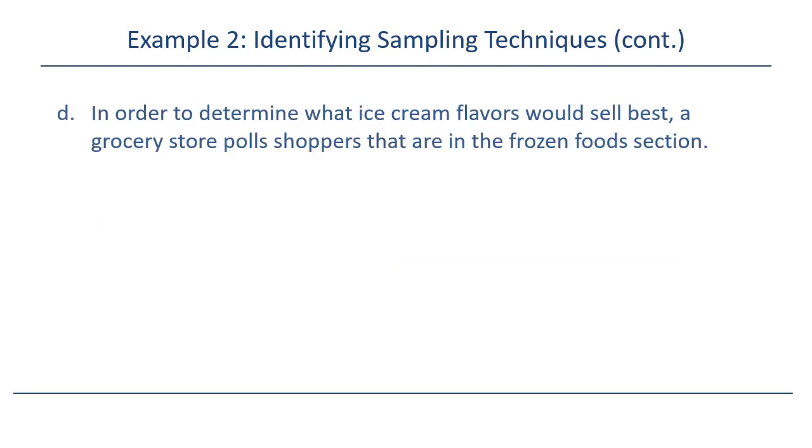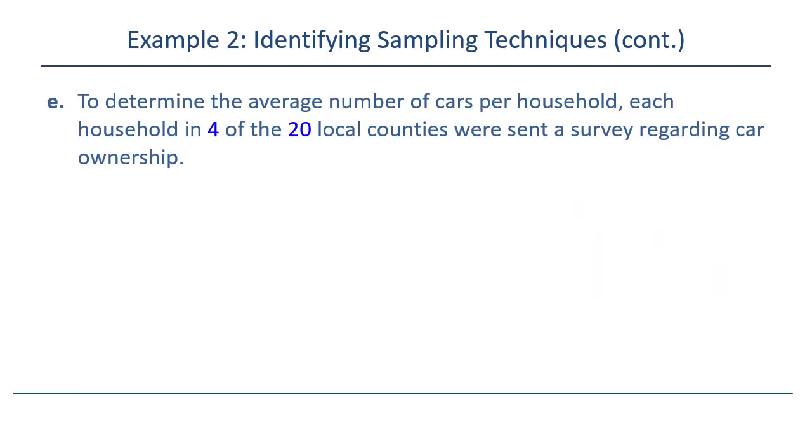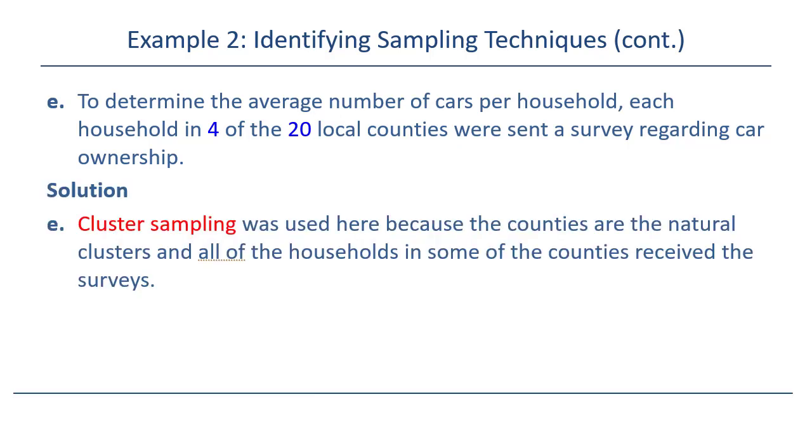In order to determine what ice cream flavors would sell best, a grocery store polls shoppers that are in the frozen foods section. What do you think that is? Well, that sounds pretty convenient to me. And lastly, to determine the average number of cars per household, each household in 4 of the 20 local counties were sent a survey regarding car ownership. So you see how we're picking a certain number out of the total, right? So only 4 of the total 20 local counties were chosen, and then we surveyed everything inside those 4, therefore cluster sampling. All right, good job.